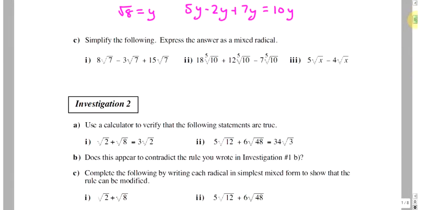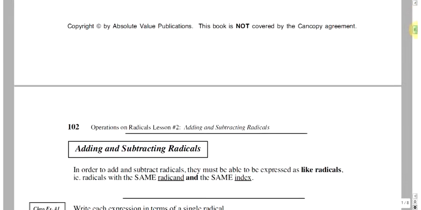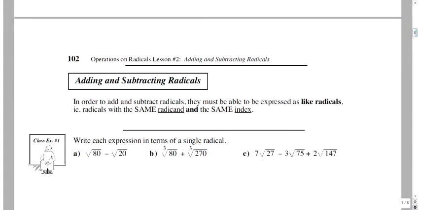Let's skip down to what it says here, okay? Because this is, you know, in the old days, this is where we'd start. There's the rule. You can add or subtract radicals if they have the same radicand and index.